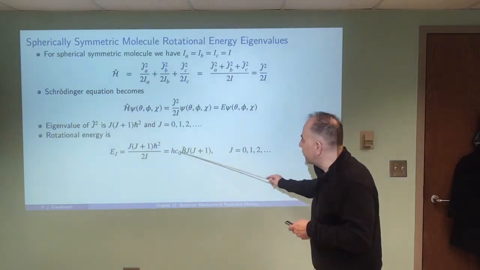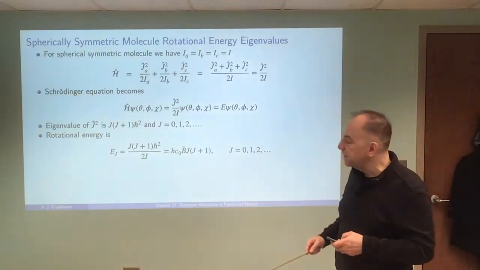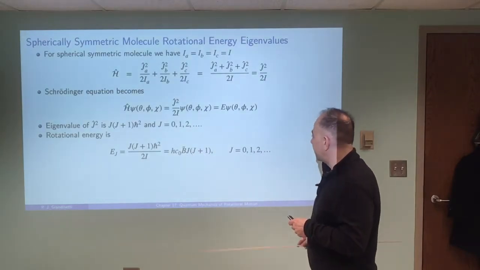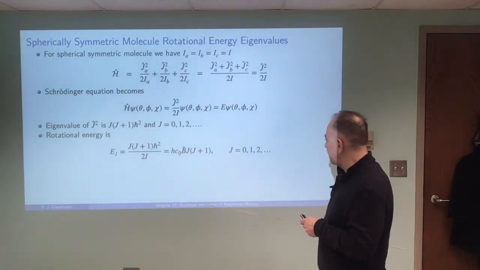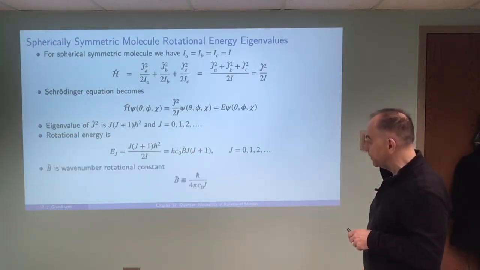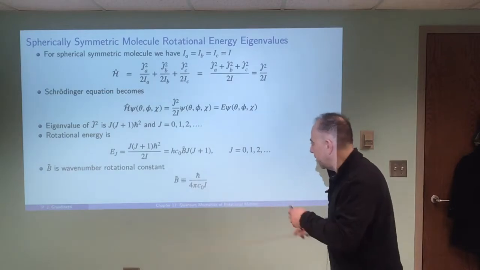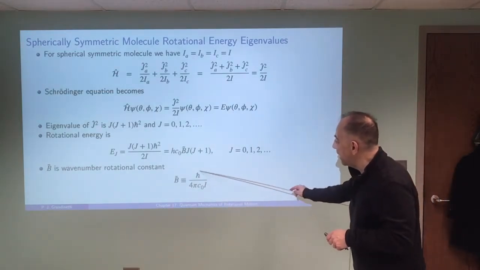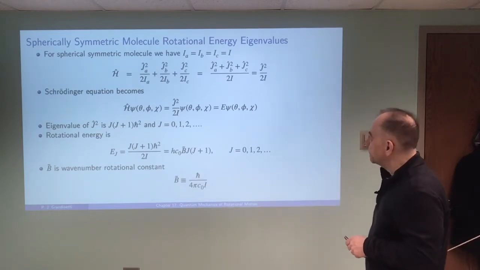And so in terms of those constants that we defined earlier, the rotational constants, this is the wave number rotational constant B, then we write it this way for the energy levels. It's the wave number rotational constant. And so that is this I, and the rest of these are just constants.